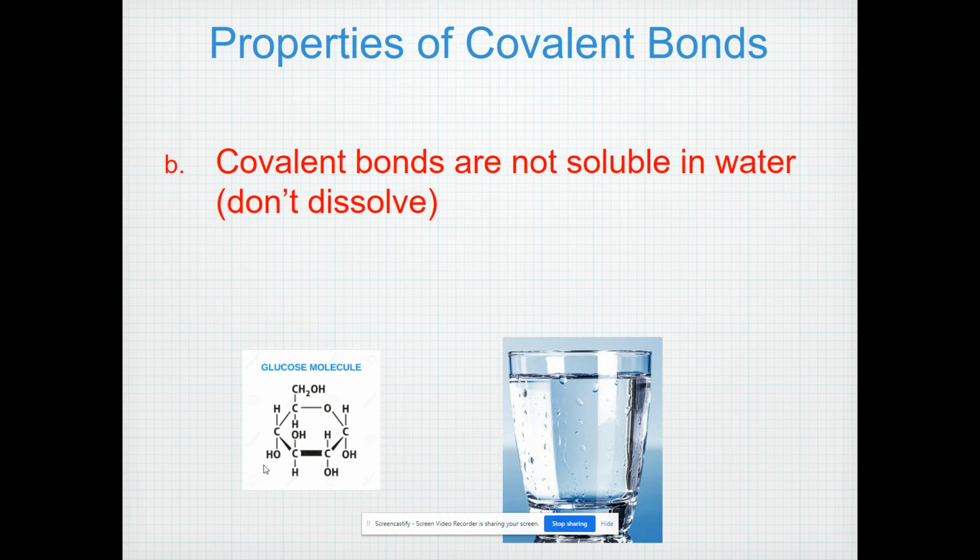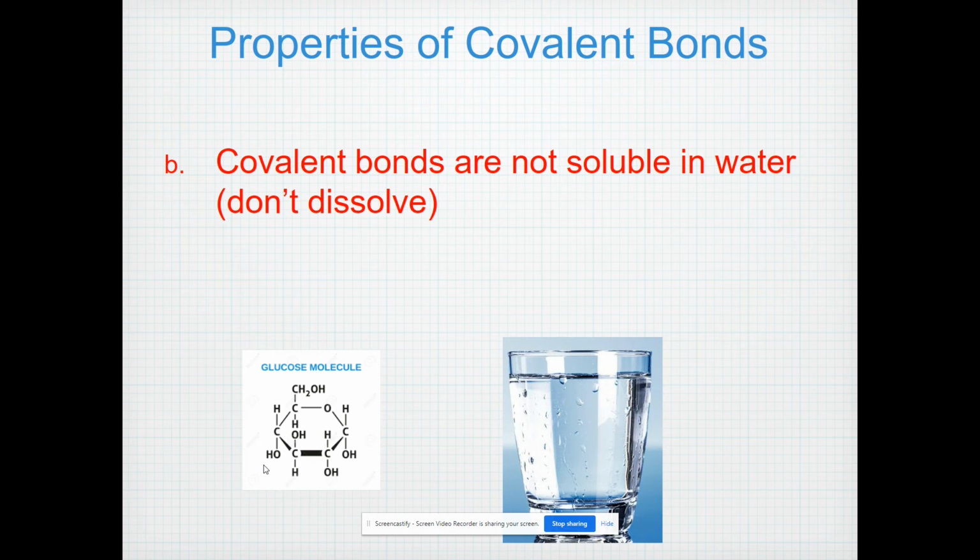Okay, another one. Covalent bonds are not soluble in water, so they don't dissolve in water, and that makes sense because you've probably heard that like 70% of your body is made of water, and whatever the exact number is, that's probably in the ballpark. Your cells inside are filled with this jelly-like fluid, and most of that's made up of water.